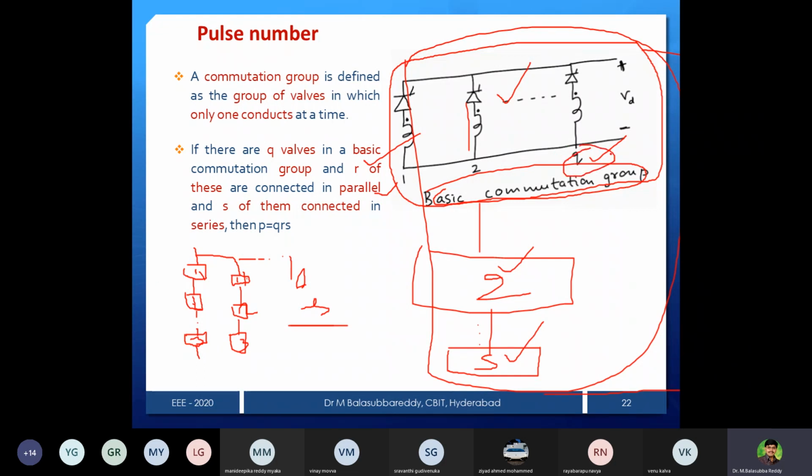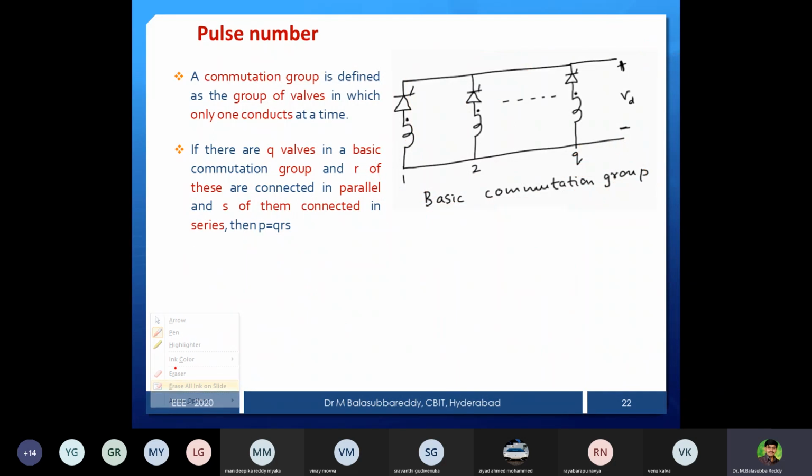q number of valves are connected in parallel, meaning a basic group, and like that of the basic group, s number are connected in series, and so on. This total setup is connected in parallel. How many do you have to connect? So let there be r number of group setups connected in parallel. This is what we can conclude at this point: r of these are connected in parallel and s of them are connected in series.